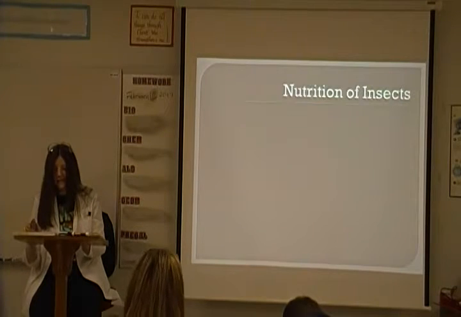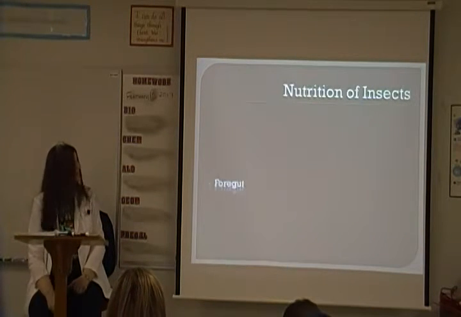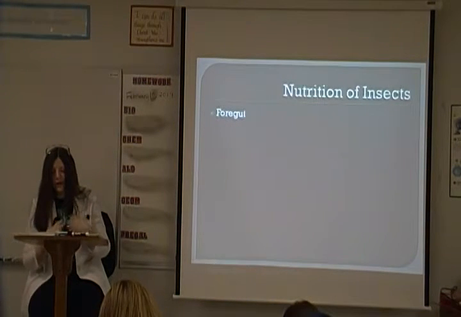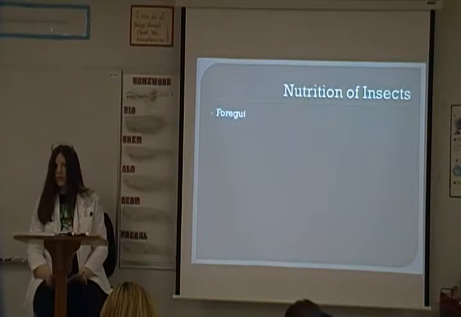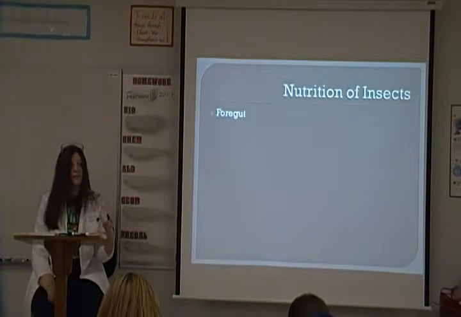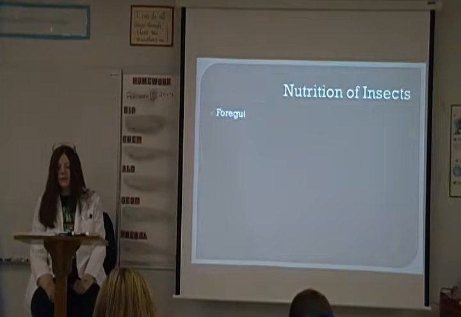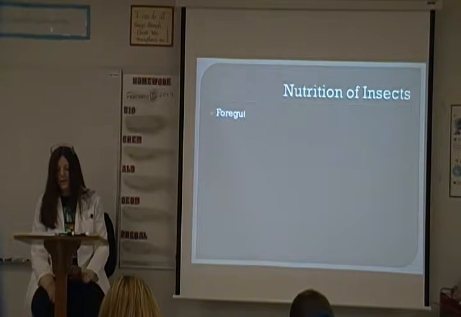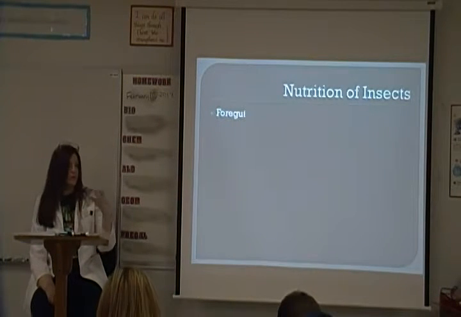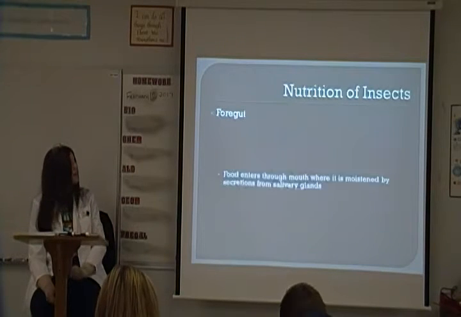All right. Nutrition. What do insects feed on, or how do they feed on these things? First of all, we're going to look at their digestive system. It is divided into 3 parts. First, we have the foregut. It's just what it sounds like. The foregut is the front part, right?